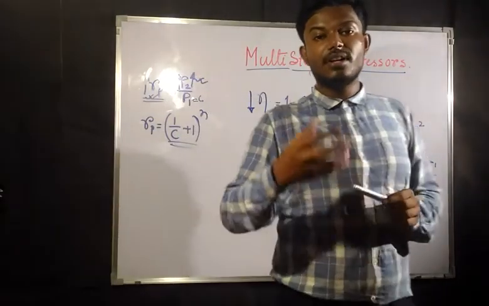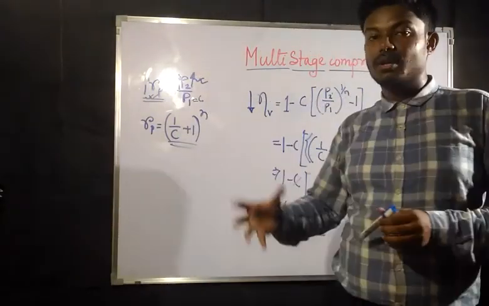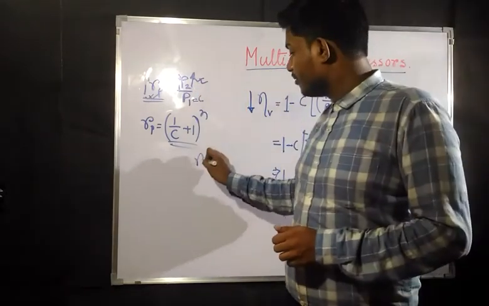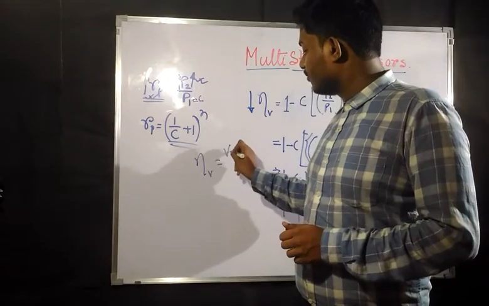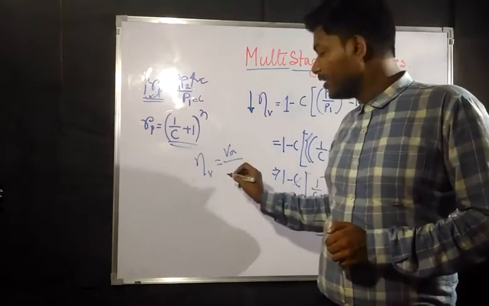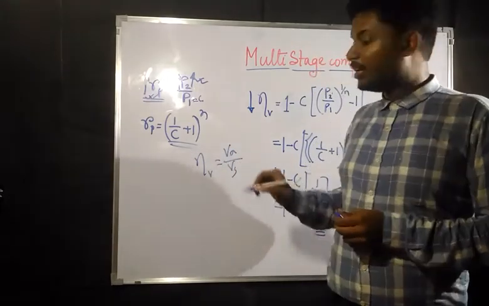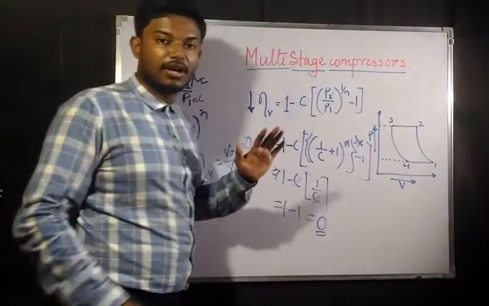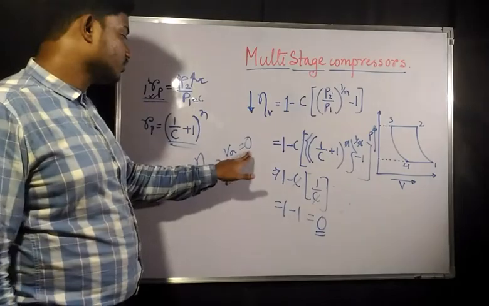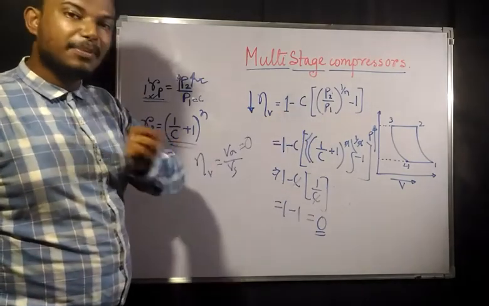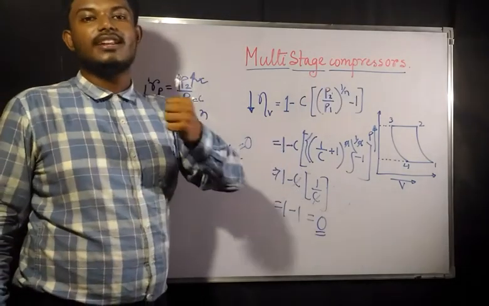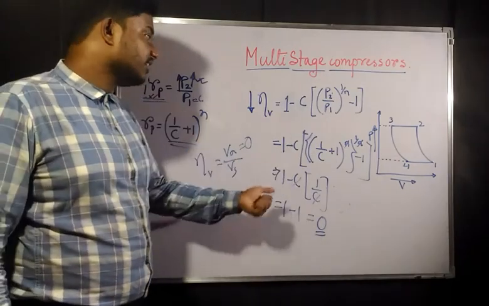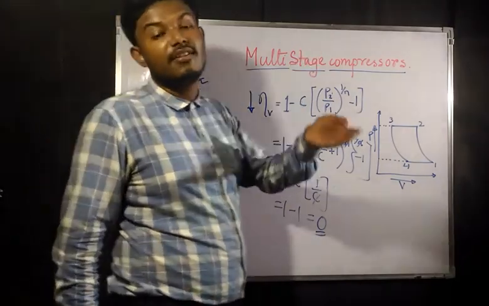Efficiency being 0 means what? Your swept volume will be there, but the volumetric efficiency is the volume of air that has been sucked in divided by the swept volume. That means efficiency is going to get 0 at some point. That means you will pull the piston, but the air will not get into the cylinder if you keep increasing the final pressure.